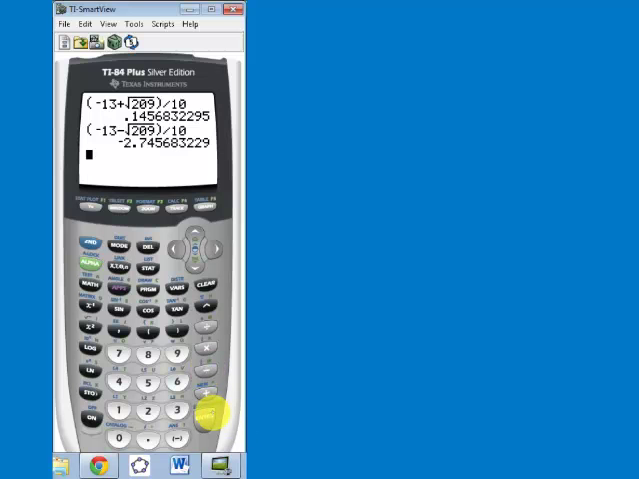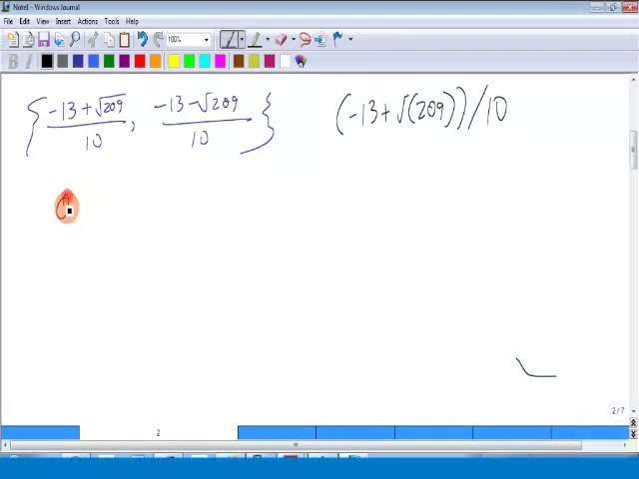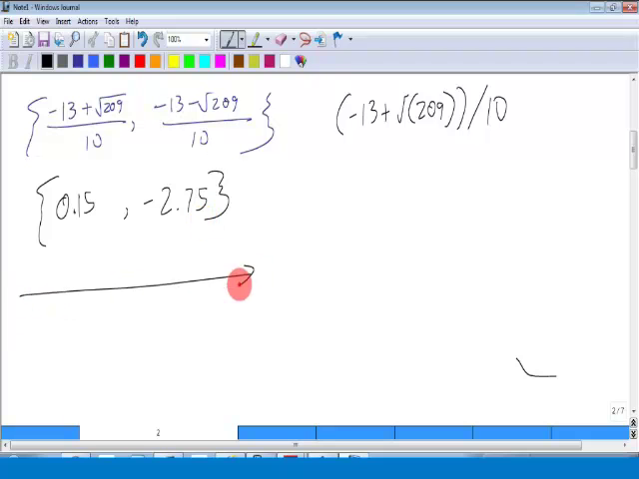Press enter, and negative 2.75. So 0.15, negative 2.75. If we're rounding, these are not exact answers, but they might be as close as we need for whatever purpose we have for them.